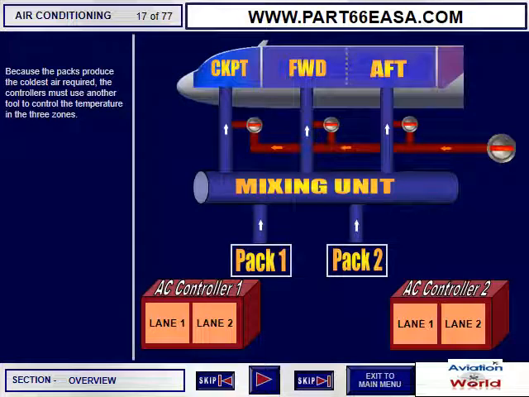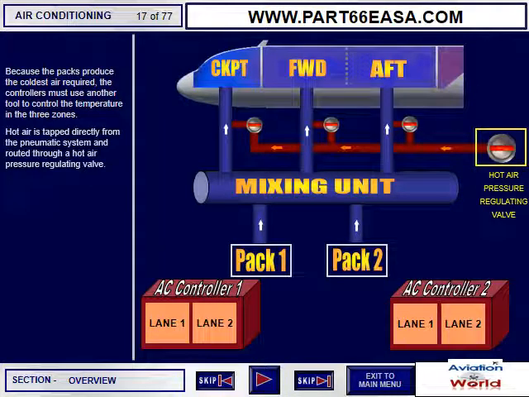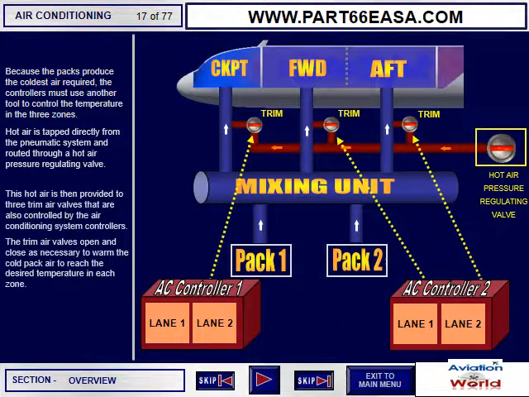Because the packs produce the coldest air required, the controllers must use another tool to control the temperature in the three zones. Hot air is tapped directly from the pneumatic system and routed through a hot air pressure regulating valve. This hot air is then provided to three trim air valves that are also controlled by the air conditioning system controllers. The trim air valves open and close as necessary to warm the cold pack air to reach the desired temperature in each zone.